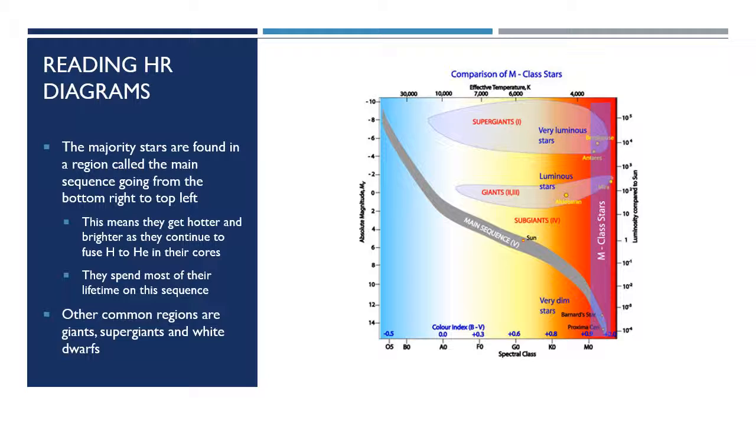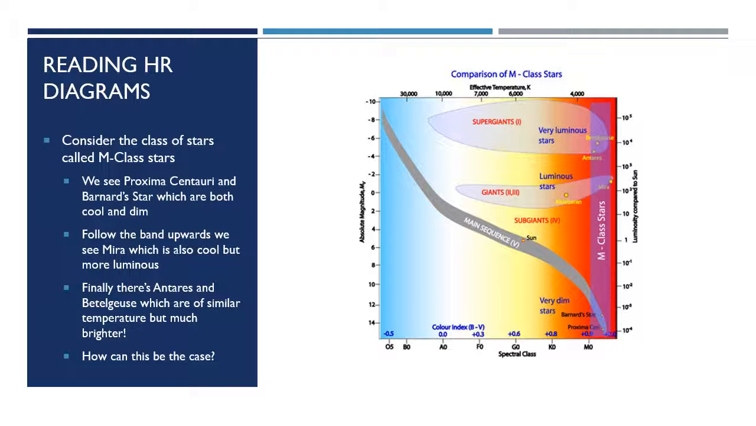The majority of stars in our galaxy are found in the main sequence. They tend to get hotter and hotter, and eventually they leave the main sequence when they die. I'll show you some examples of what happens when that occurs. And again, those are the common regions that I looked at. If you want to look at M-class stars, how should we look at these stars in particular?